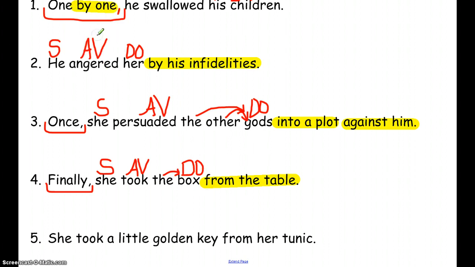And the last sentence. She took a little golden key from her tunic. Prepositional phrases, from her tunic. So now we're going to ignore that and look for our subject. She took a little golden key. She is the subject. What did she do? She took. It's an action verb, so I ask my question. She took whom or what did she take? She took a key. So there's my direct object. And I've got lots of modifiers here. What kind of key? A golden key. A little key. Which key? A key. And so this is how you find a direct object.